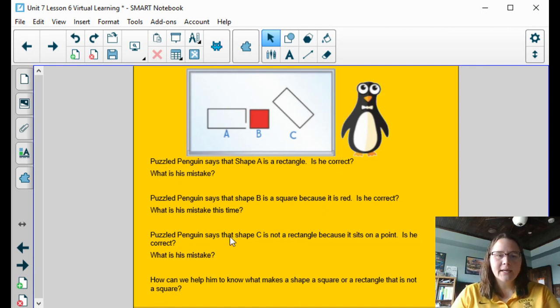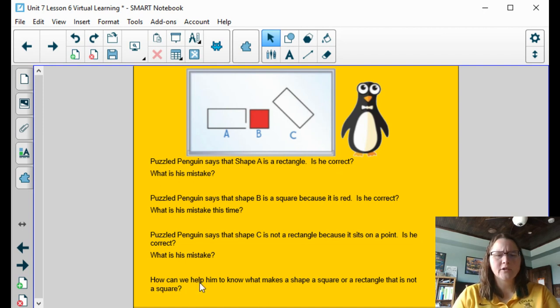All right, Puzzled Penguin says that shape C is not a rectangle because it is sitting on its point. So it's sitting right here on that point. Is he correct? You're right. Puzzled Penguin, we know that it doesn't matter how the rectangle is sitting. It can be flat on a side. It can be sitting on that corner. A rectangle is a rectangle no matter what way it is facing or which direction it is laying. Excellent.